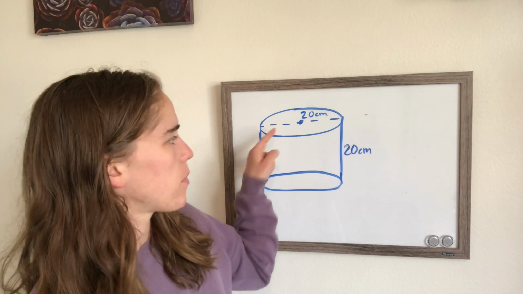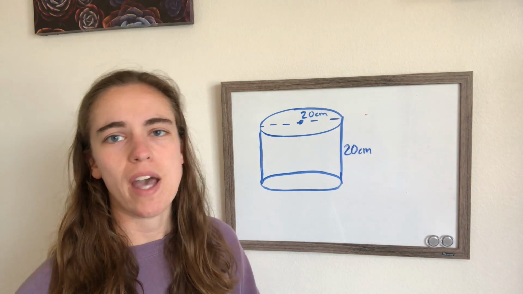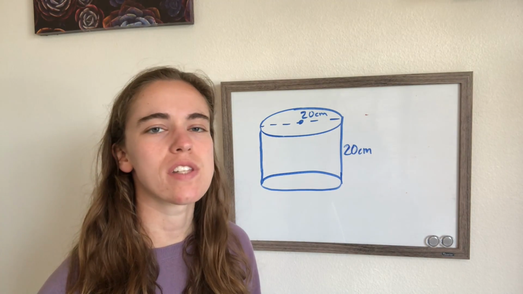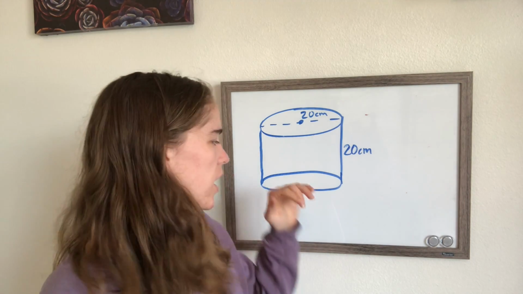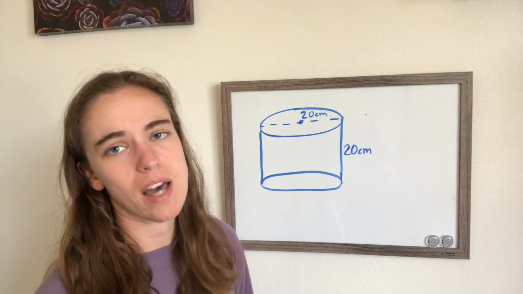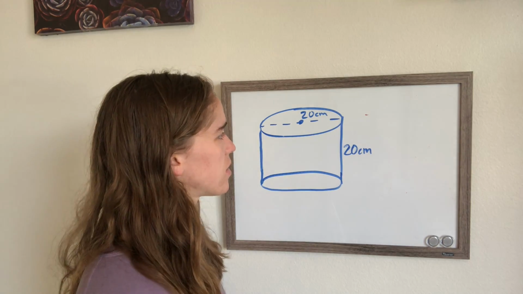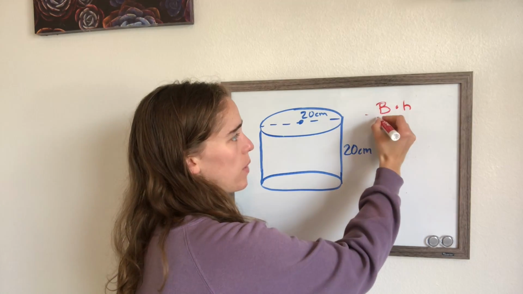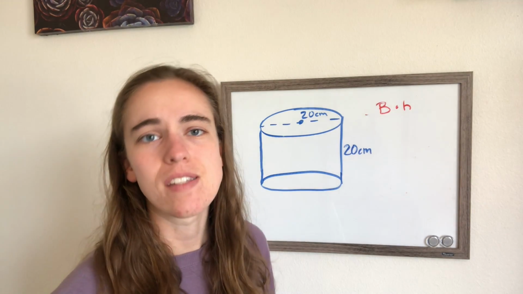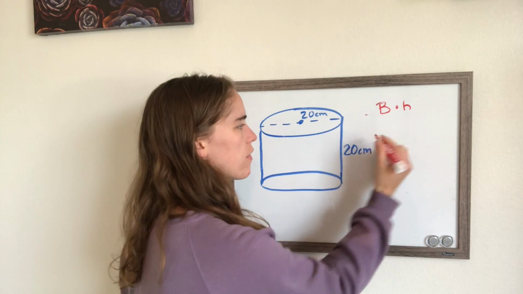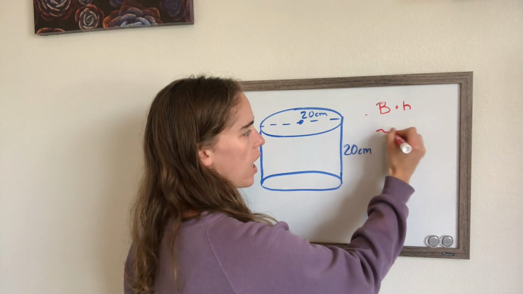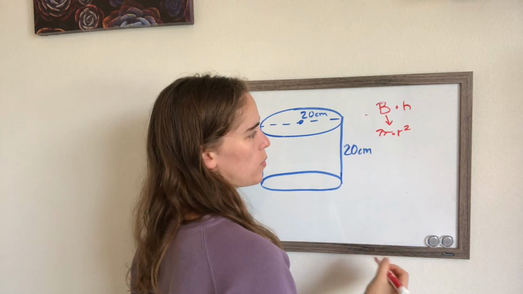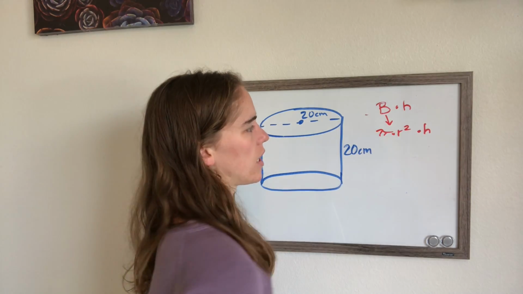We've got a circle on the bottom and a circle on top. I like to imagine this like I have coins stacked on top of each other. I need to find the surface area of one coin, and then I need to multiply it by the height. This means that we're really still using this equation of capital B times H, but now this capital B is the area of our circle. The area of a circle we find by taking pi times the radius squared, so that is capital B, and then we're going to multiply by the height of the prism.